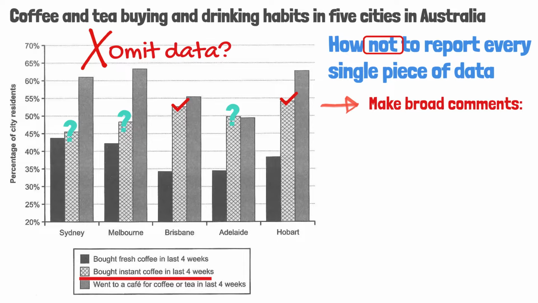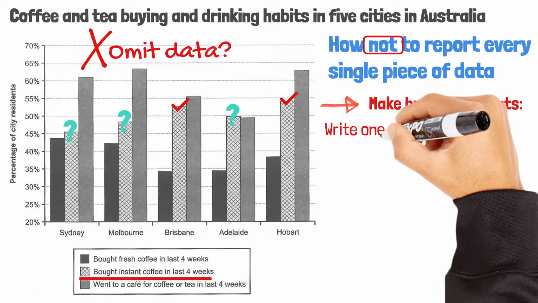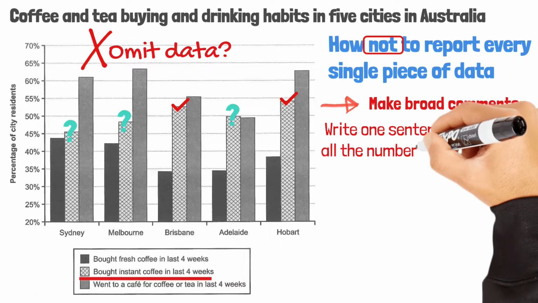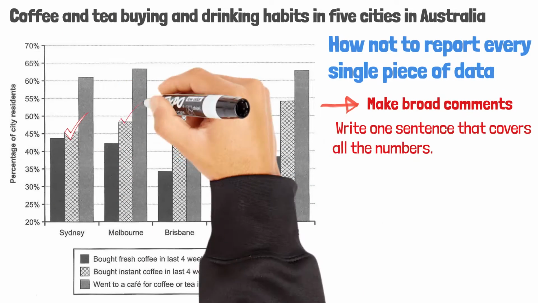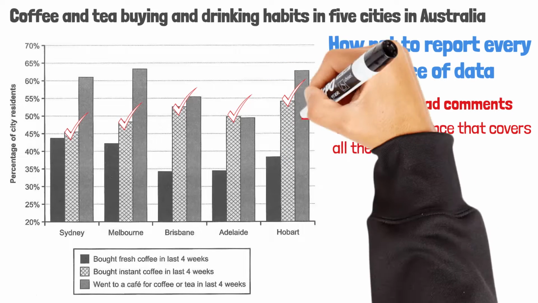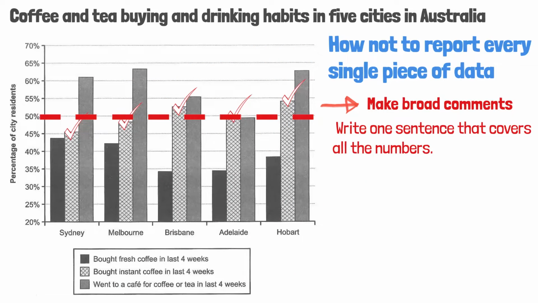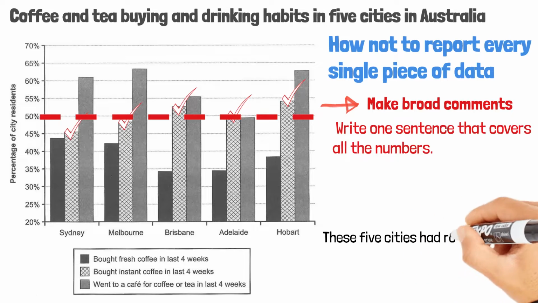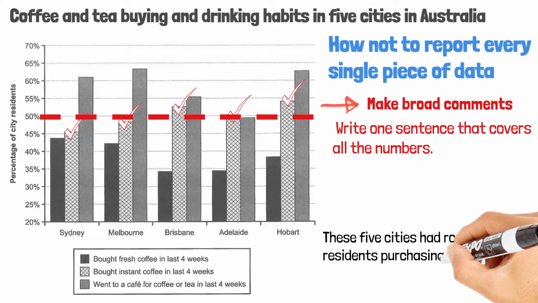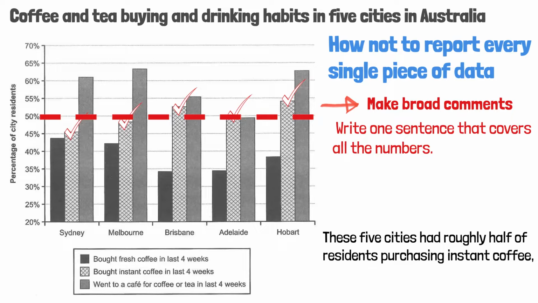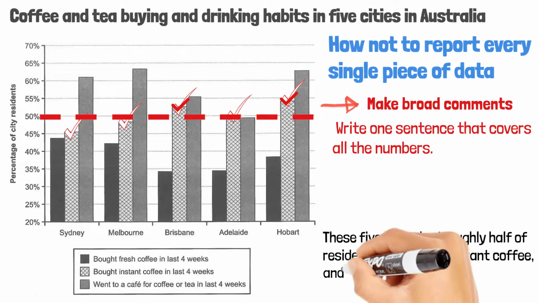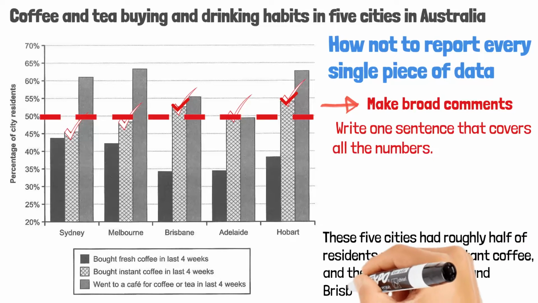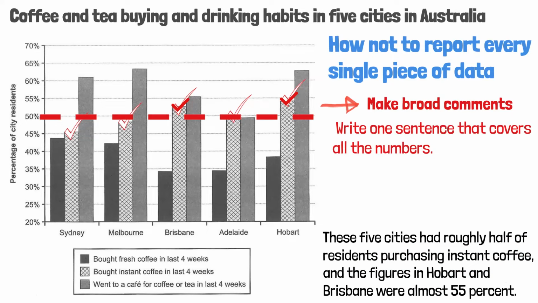What I mean by broad comments is that we write a sentence to cover all 5 numbers. So what do these 5 numbers have in common? They are all around 50%, aren't they? So we can say these 5 cities had roughly half of residents purchasing instant coffee. And we are not done yet. These 2 numbers are important numbers. Broad comments are not enough. We need to give them a more detailed description. And the figures in Hobart and Brisbane are almost 55%.